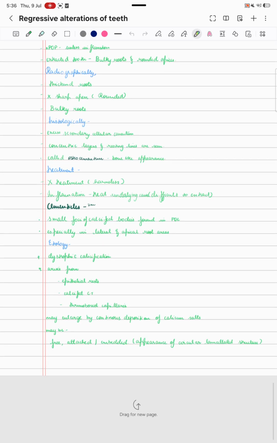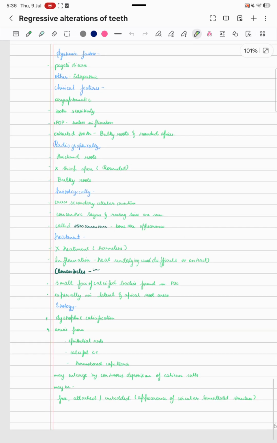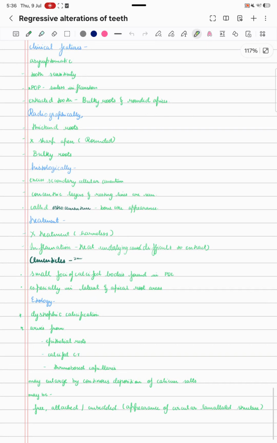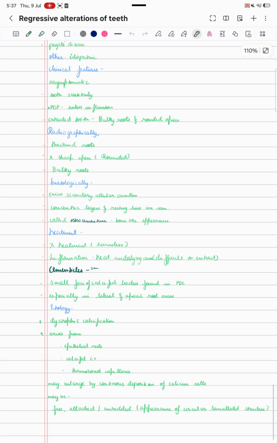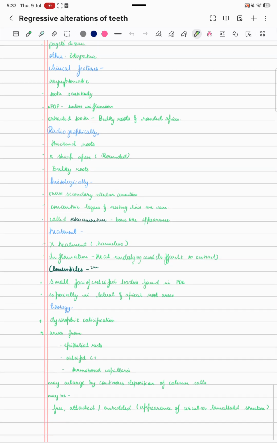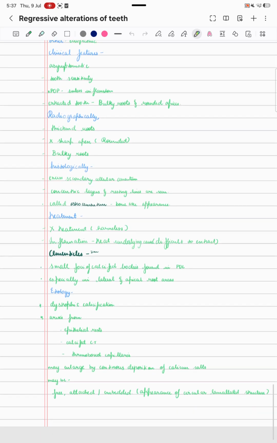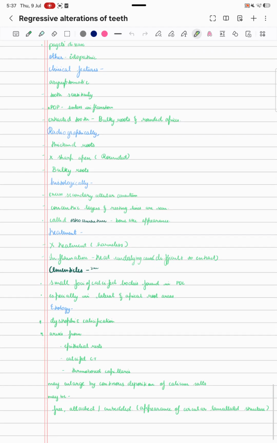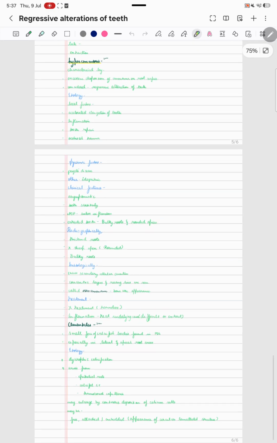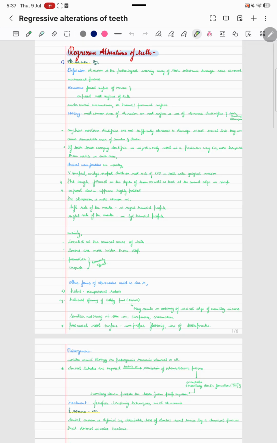Now coming to one more last topic, that is cementicles. What are cementicles? Cementicles are small calcified focal bodies in the PDL, especially in the lateral part and the apex of the root. It is dystrophic calcification which arises from epithelial cell rests, calcified connective tissue and thrombosed capillaries. They may enlarge by continuous deposition of calcium salts, and may be free, attached, or embedded. Okay, so that is all about regressive alterations.